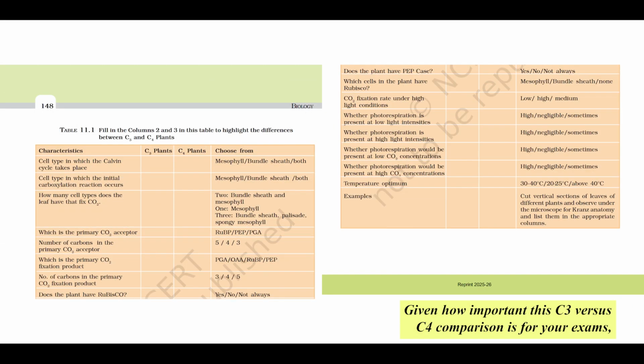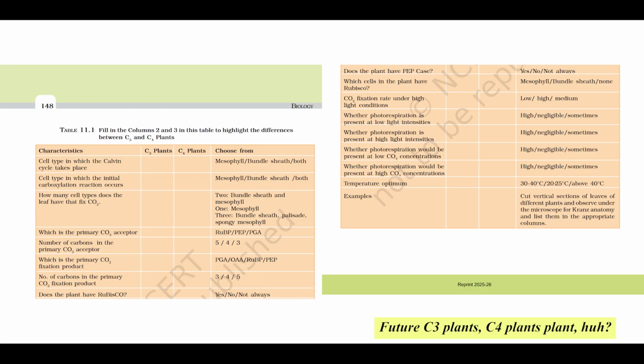Given how important the C3 versus C4 comparison is for your exams, let's quickly summarize the key differences again in a table-like format, hitting the main points. Feature: C3 plants, C4 plants. Calvin cycle location: mesophyll cells; bundle sheath cells. Initial CO2 fixation: mesophyll cells for both. Primary CO2 acceptor: RuBP, 5C; PEP, 3C. Primary CO2 fixation product: PGA, 3C; OAA, 4C. Enzyme for initial fixation: Rubisco; PEP carboxylase. Location of Rubisco: mesophyll cells; bundle sheath cells. Location of PEP carboxylase: absent; mesophyll cells. Kranz anatomy: absent; present. Photorespiration: high, present; negligible, absent.